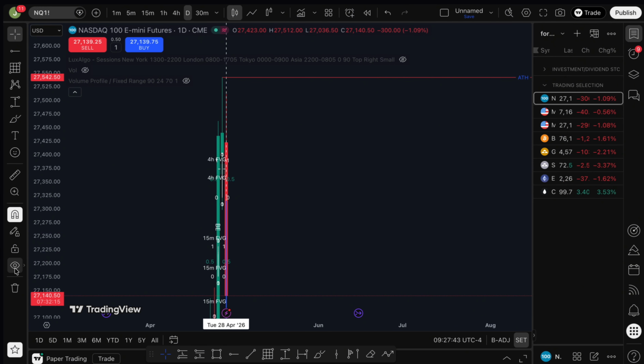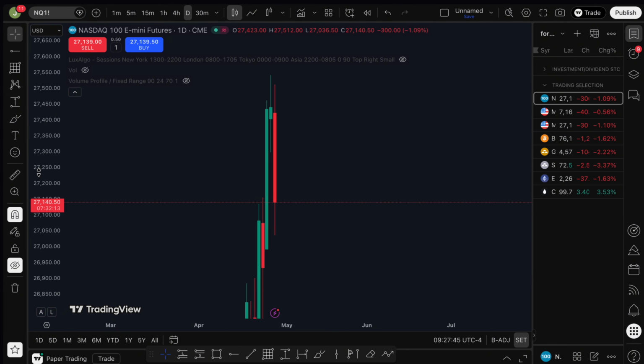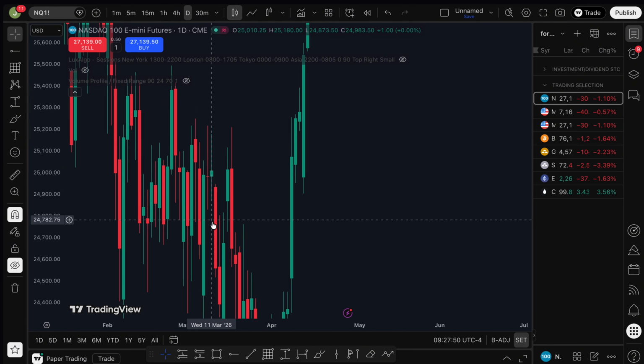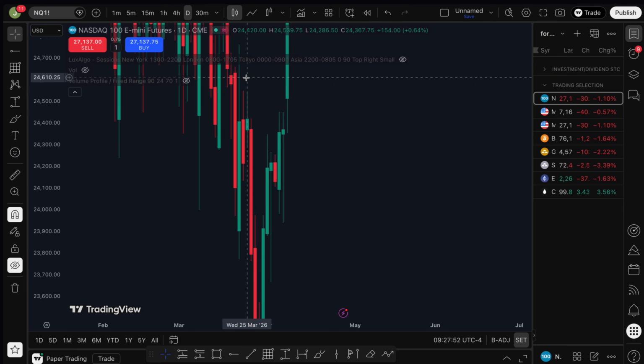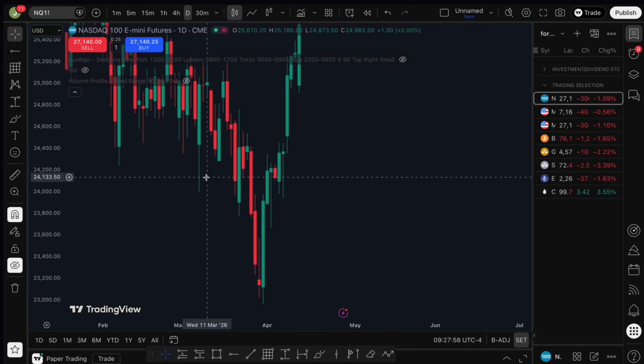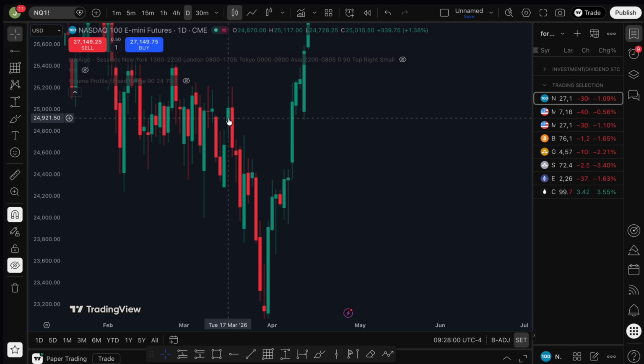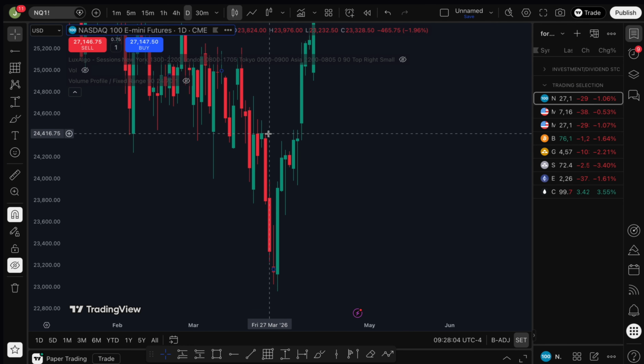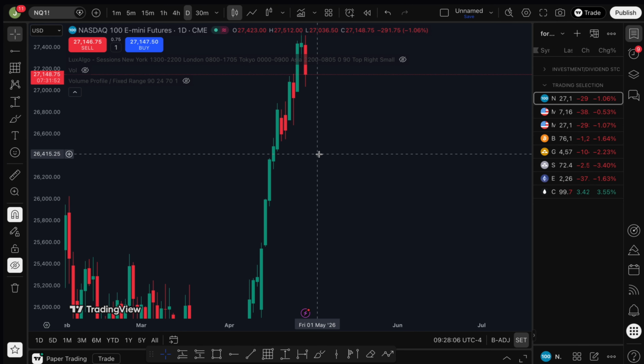As you can see on the daily, we just started off with a huge red candle. One of the hugest red candles we had in a few days. We haven't had a red day like this since March 26th. Actually, March 26th was a greater red day, but still, huge red day.